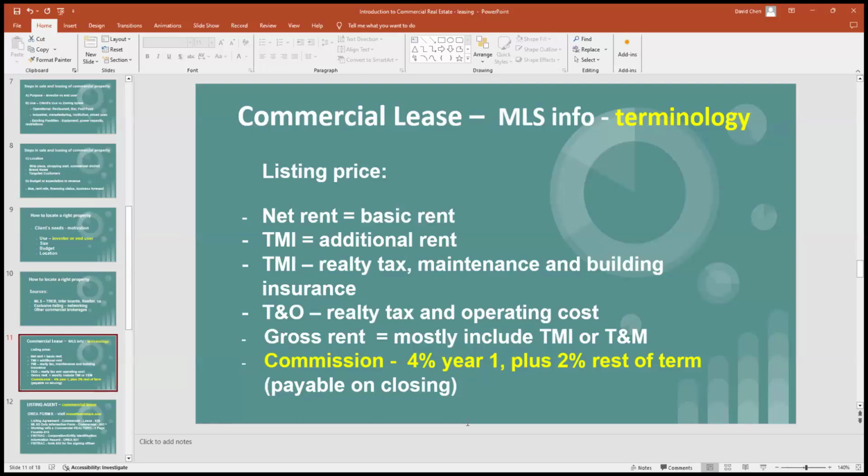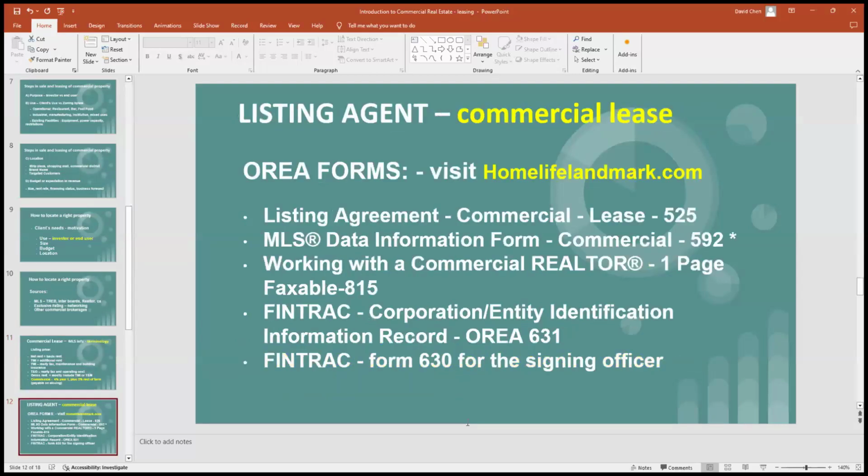All right. As we talked about last time, if you're a listing agent, you have to see what kind of forms you're using and what process you're following. So that's some of the forms I listed out here. I will not go through everything. But again, as I said, today we are looking at how to prepare the offer and how to negotiate the lease with the listing agent.